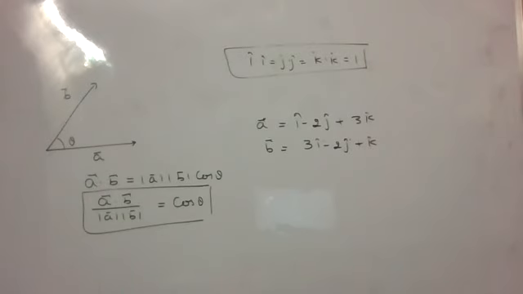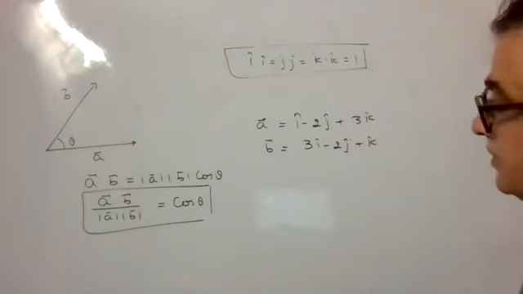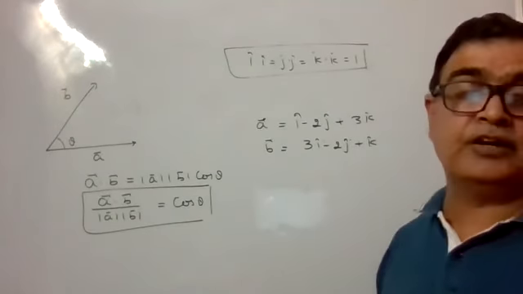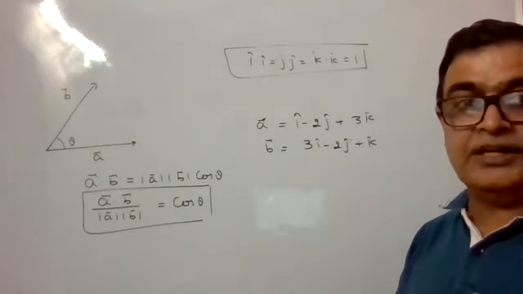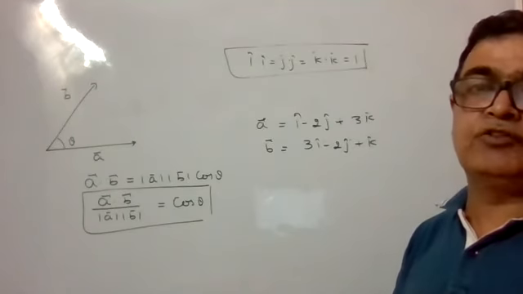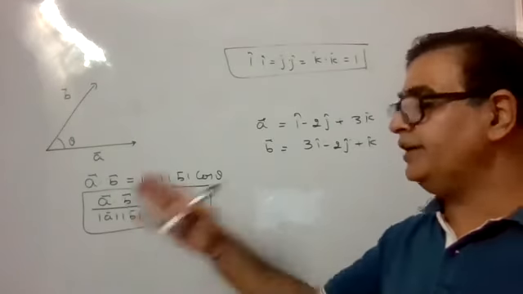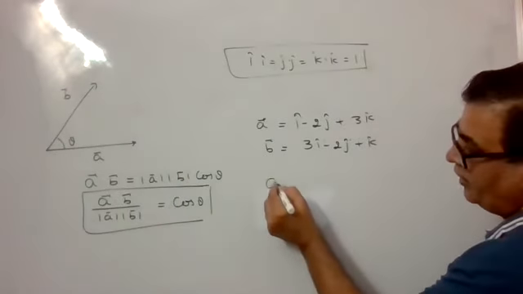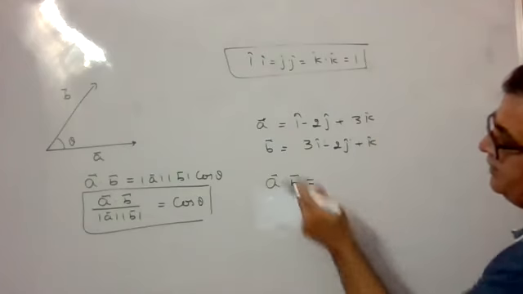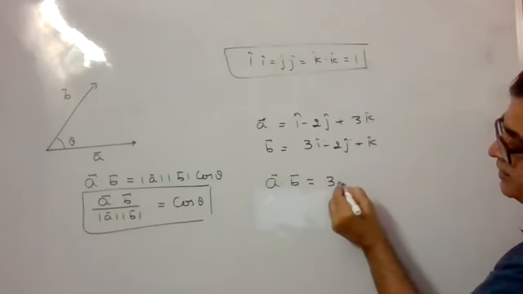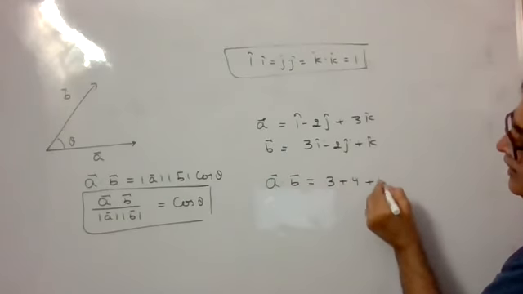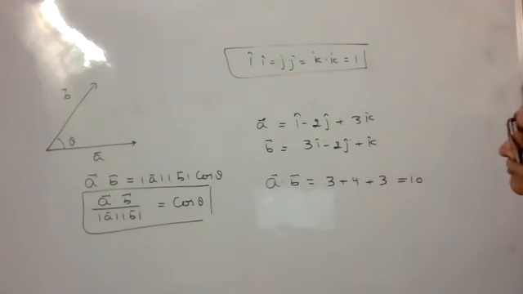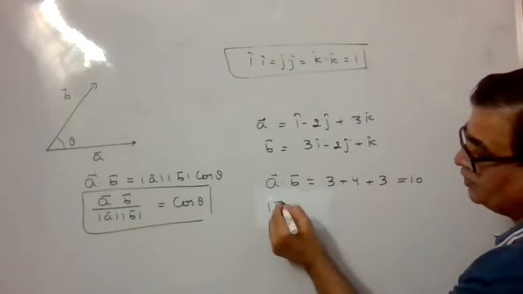Sir, is the magnitude not given? The magnitude is not given, right? Magnitude, you know how to calculate. You know how to calculate dot products. Everything you should calculate yourself and then do the question. First, when you go for A dot B, what will come? This will be 3 plus 4 and then plus 3. How much is this? 10. Then I go for magnitude of A.